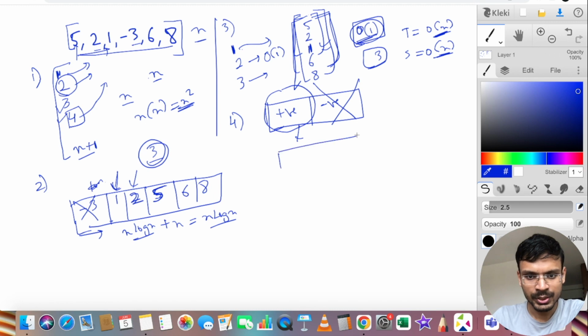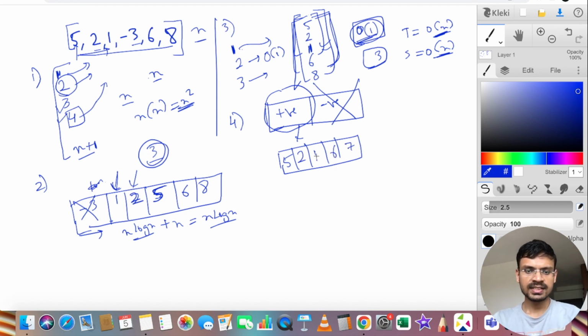So this is actually a new array in itself, which just consists of the positive elements. Let's take an example: 5, 2, 1, 6, and 7. Let's suppose this is the positive array that we have created in the end, right? So how are we going to find the answer over here? One careful observation is, let me mark the indices as well.